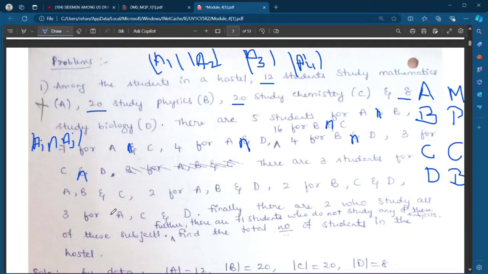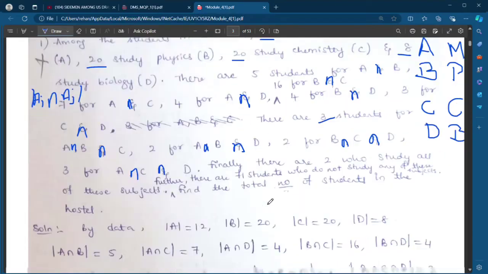Then here see A, B, and C. 3 students for A intersection B intersection C. 2 students for A intersection B intersection D. 2 students for B intersection C intersection D. And 3 students for A intersection C intersection D. So all the positives of A_i intersection A_j intersection A_k. Then finally 2 students for all A intersection B intersection C intersection D.